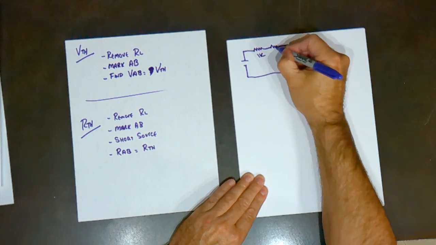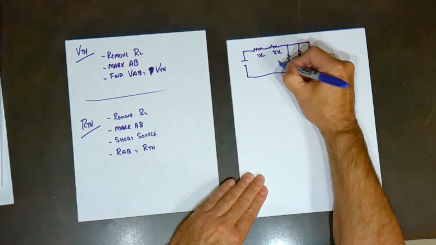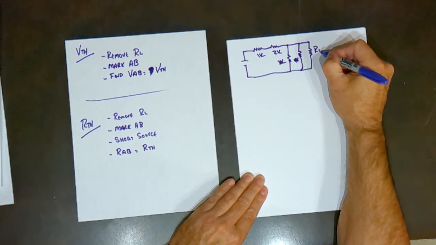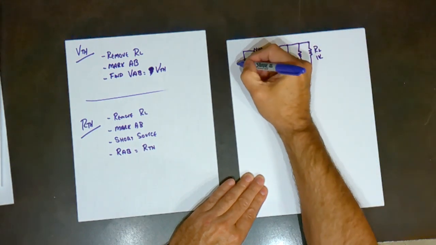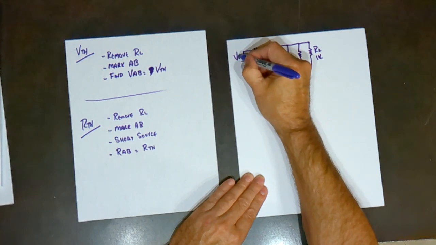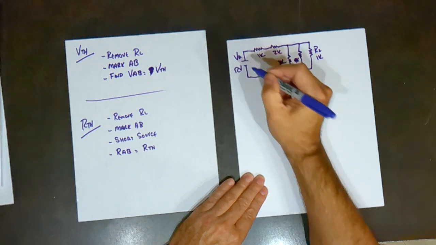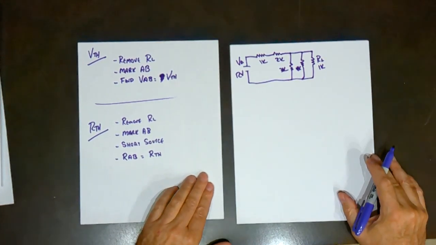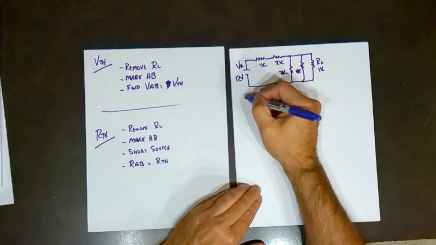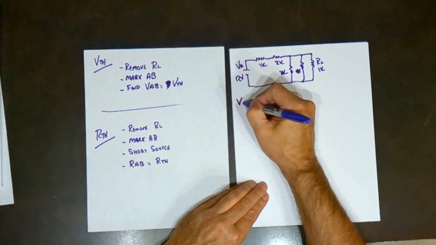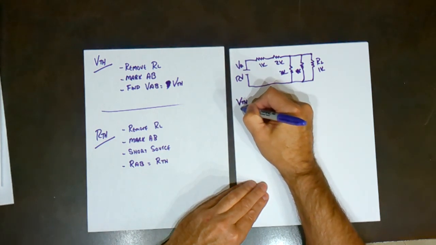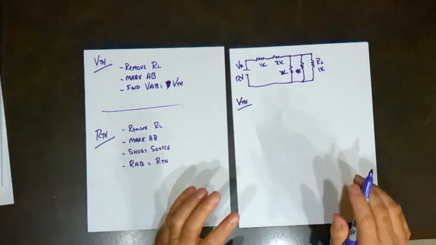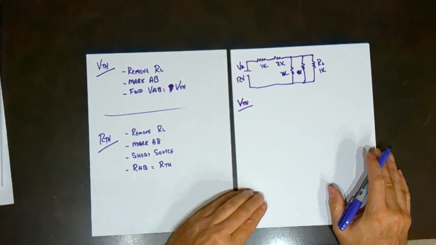So we have 1K, 2K, 3K, 4K, and RL is over here at 1K. And the voltage, we will give 12 volts. So let's find Thevenin's voltage first. And again, it doesn't matter which we do first. We can do the voltage, we can do the current, it doesn't matter. We have to find both.